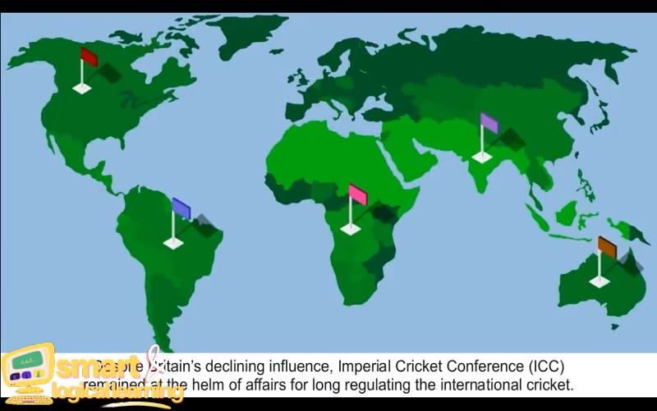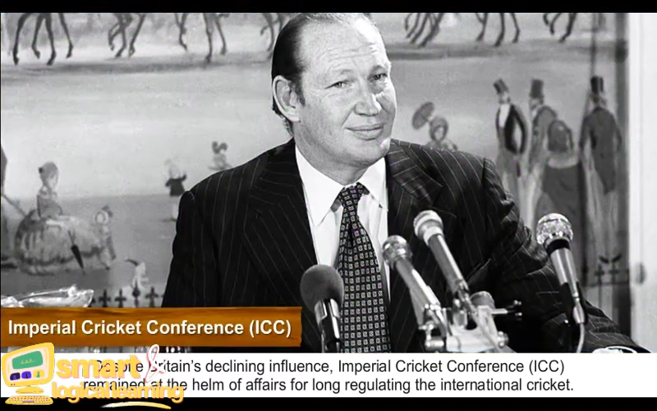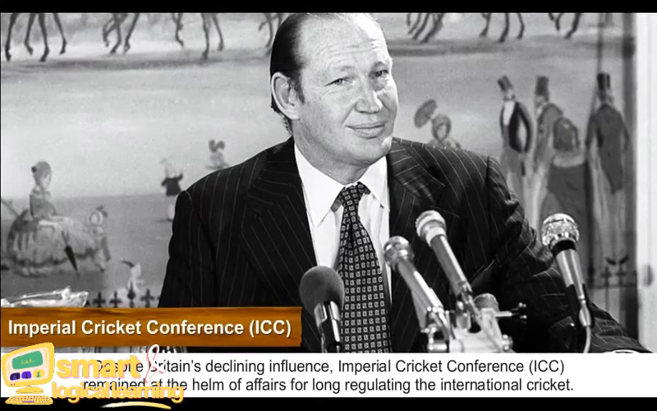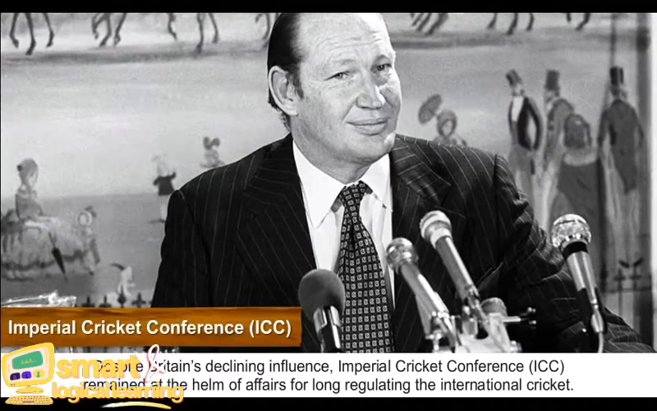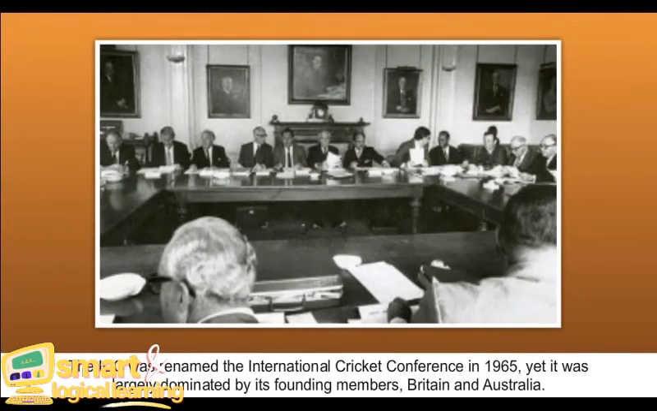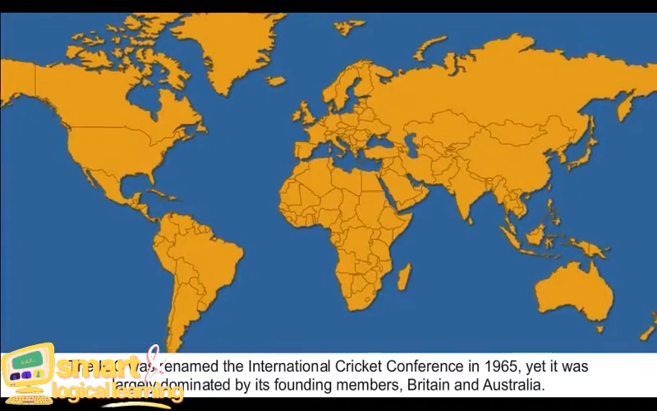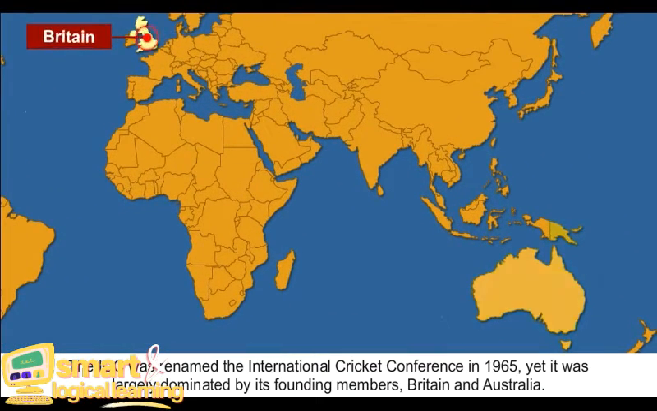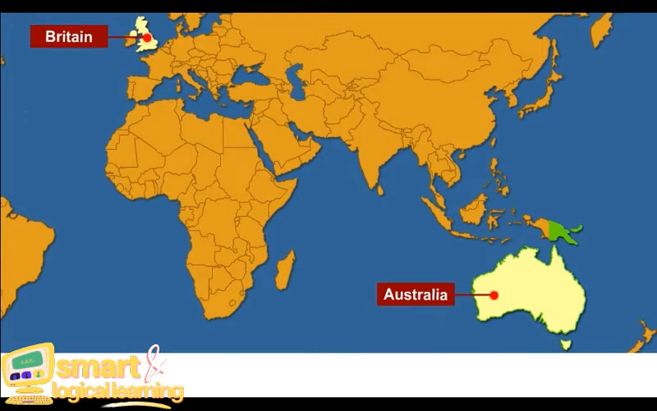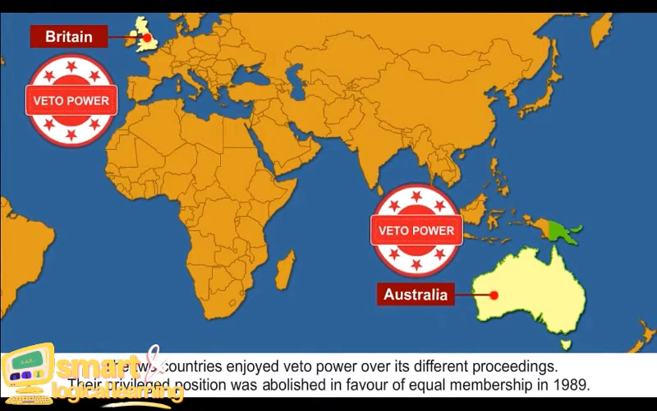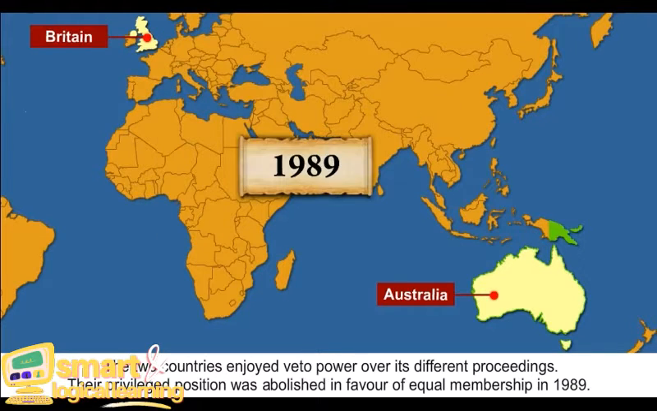Despite Britain's declining influence, Imperial Cricket Conference (ICC) remained at the helm of affairs for long, regulating the international cricket. The ICC was renamed the International Cricket Conference in 1965. Yet, it was largely dominated by its founding members, Britain and Australia. The two countries enjoyed veto power over its different proceedings. Their privileged position was abolished in favor of equal membership in 1989.